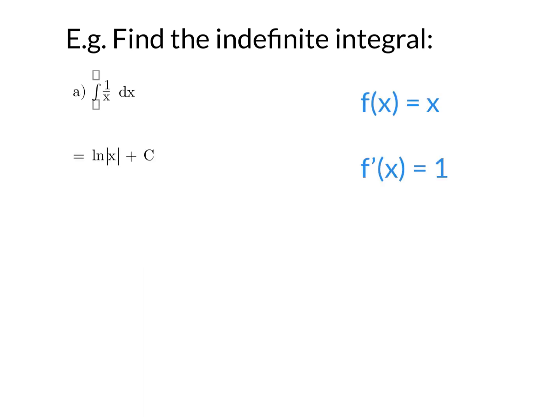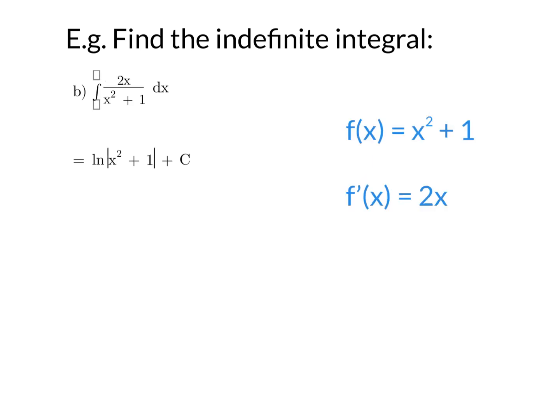So the integral of 1 over x. The f of x is what's on the bottom, which is the x. F dash of x is equal to 1. That is what's on the top. So therefore it's in the form of f dash of x over f of x. So it's ln of the f of x, which is x, plus the c.